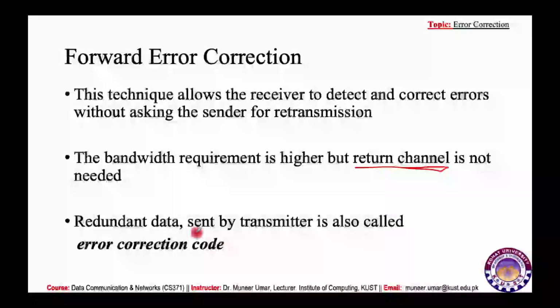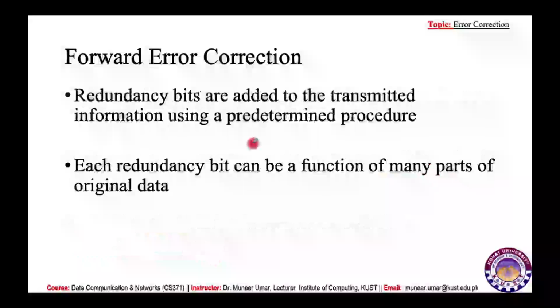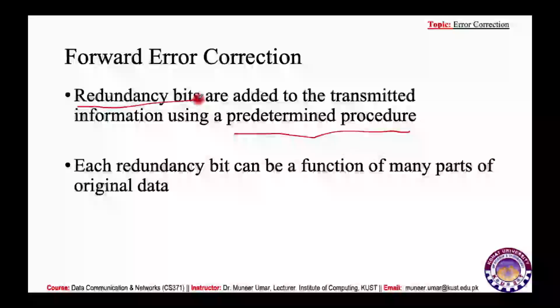Redundant data sent by the transmitter is also called error correction code. The additional data which is appended with the original data, as we know, is called redundant data, but for error correction we call that data error correction code. In the process of error correction, some predetermined procedures are adopted by the sender and receiver, and this predetermined procedure is used to design or calculate these redundant bits.